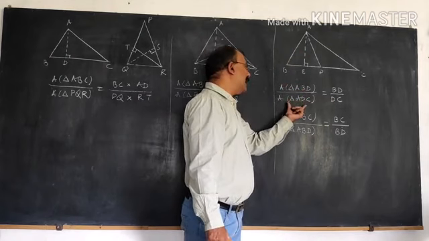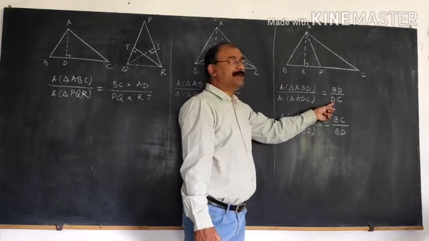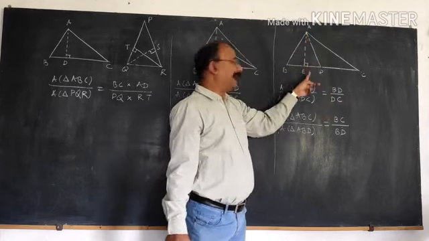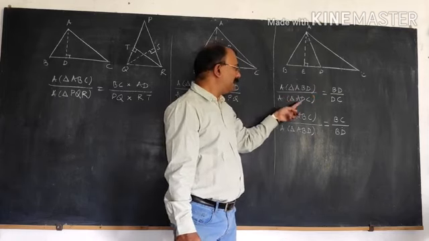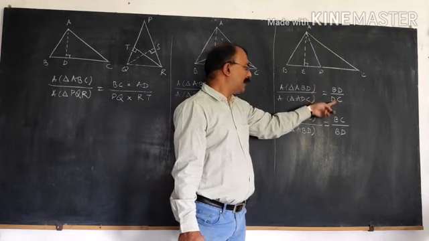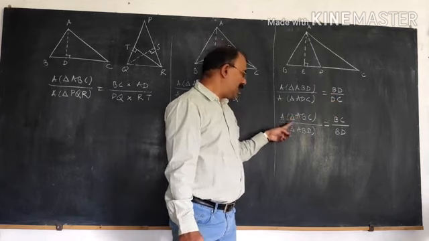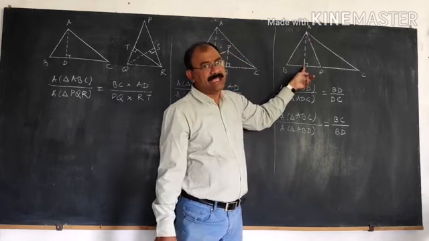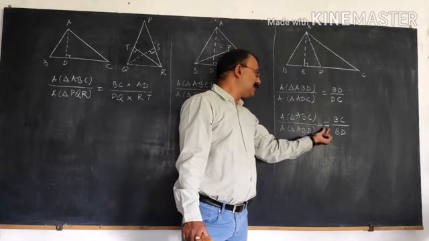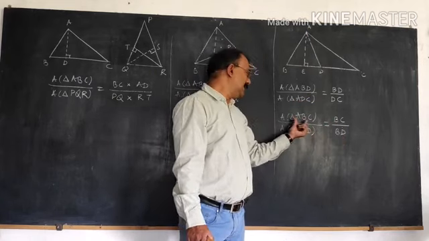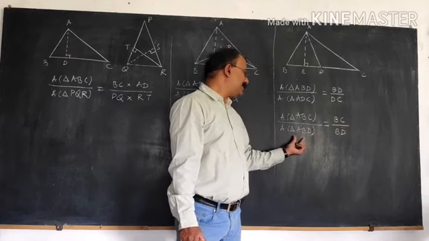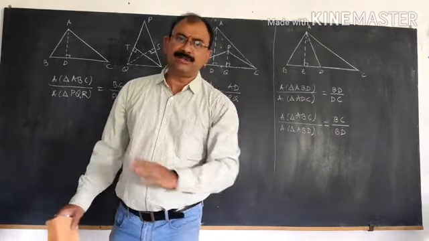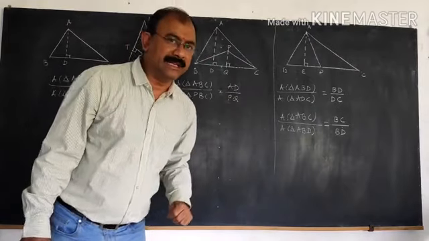The ratio of areas is equal to the ratio of corresponding bases, but when they have the same height. So AE is the height of both these triangles. So ratio of areas is equal to the ratio of corresponding bases. Here also triangle ABC and triangle ABD have the same height AE. Therefore ratio of areas is equal to the ratio of corresponding bases. The base of triangle ABC is BC. The base of triangle ABD is BD. So BC upon BD.